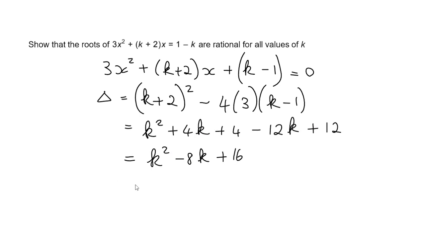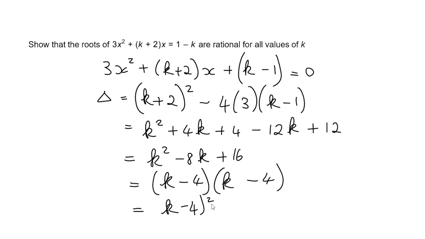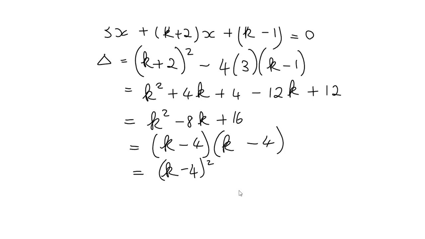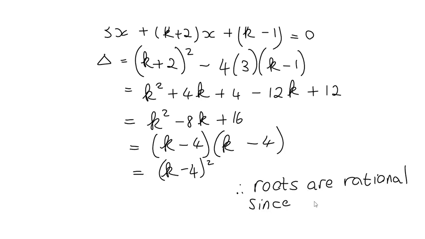We want to try and show that this is a perfect square. Let's see if we can factorize it. It clearly factorizes to k and k, both signs the same and both negative. And we want factors of 16 that add to 8, and in fact they are both the same. So this is actually k minus 4 all squared. So we will in fact get a perfect square for delta, for all values of k. So therefore the roots are rational. All right, we've shown it's a perfect square, but we could say since delta is a perfect square.